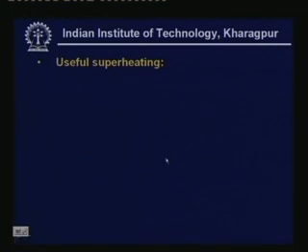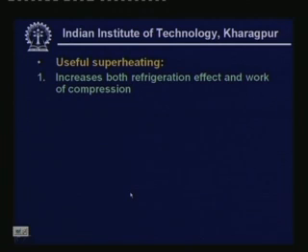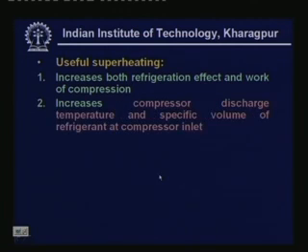So first let me summarize what I have discussed. Useful superheating increases both refrigeration effect and work of compression. It also increases, you might have noticed, that by pushing the suction condition into the superheated zone, the compressor discharge temperature also increases. And since temperature is increasing at the inlet to the compressor at a fixed pressure, the specific volume of refrigerant also increases. That means in addition to refrigeration effect and work of compression, superheat also affects the compressor discharge temperature as well as the specific volume of the refrigerant at compressor inlet. These are the effects.